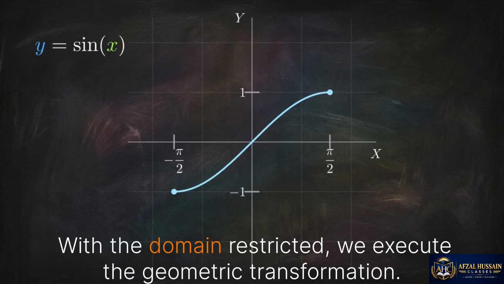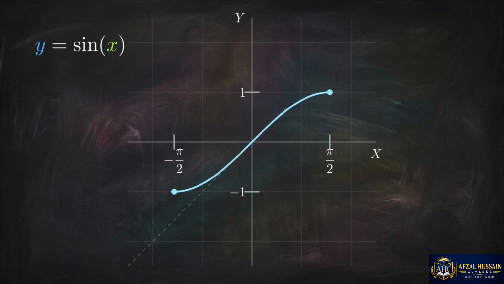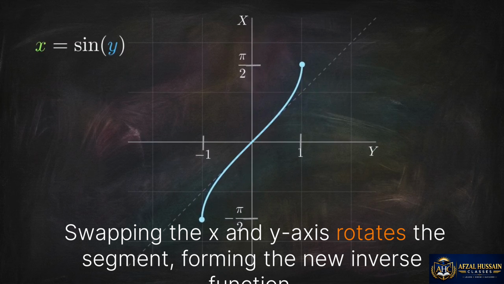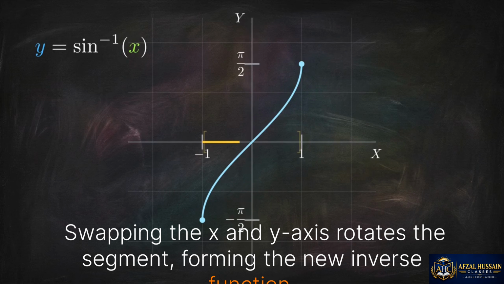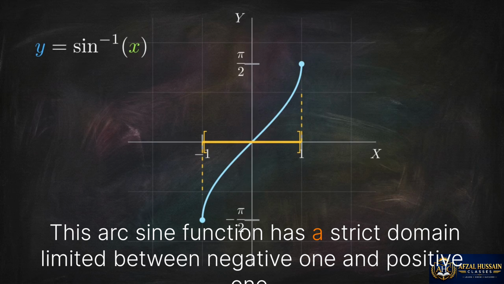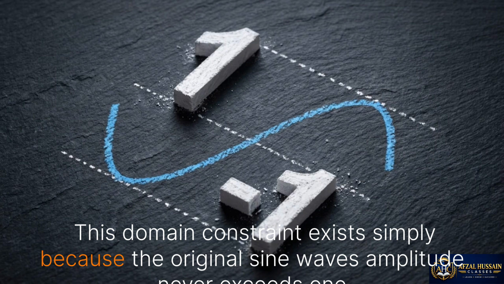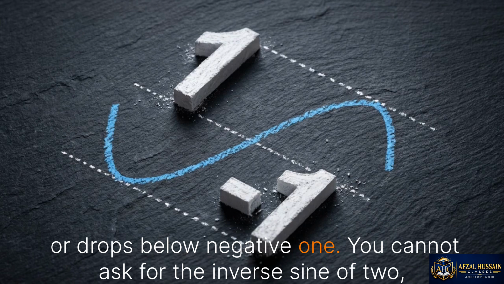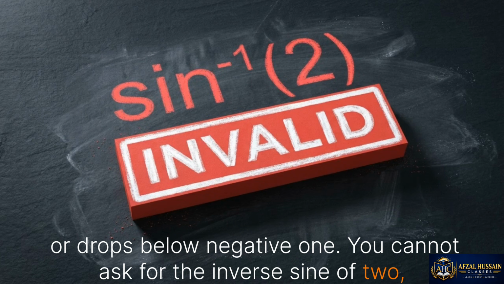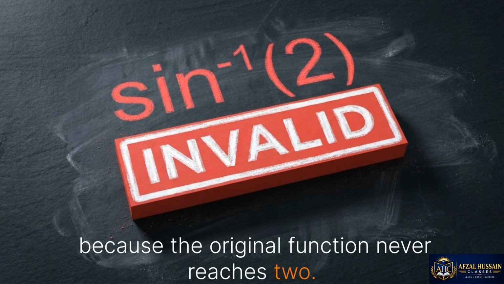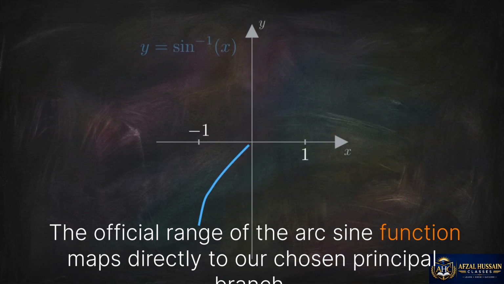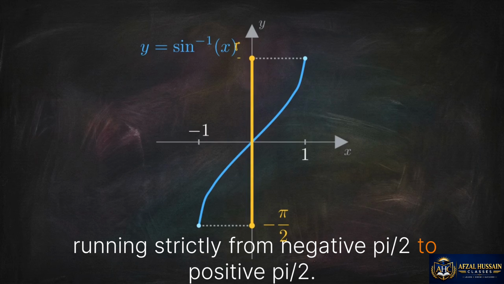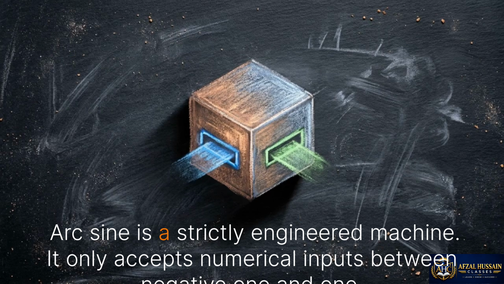With the domain restricted, we execute the geometric transformation. Swapping the x and y axes rotates the segment, forming the new inverse function. This arcsine function has a strict domain limited between -1 and +1. This domain constraint exists simply because the original sine wave's amplitude never exceeds 1 or drops below -1. You cannot ask for the inverse sine of 2 because the original function never reaches 2. The official range of the arcsine function maps directly to our chosen principal branch, running strictly from -pi over 2 to +pi over 2. Arcsine is a strictly engineered machine.